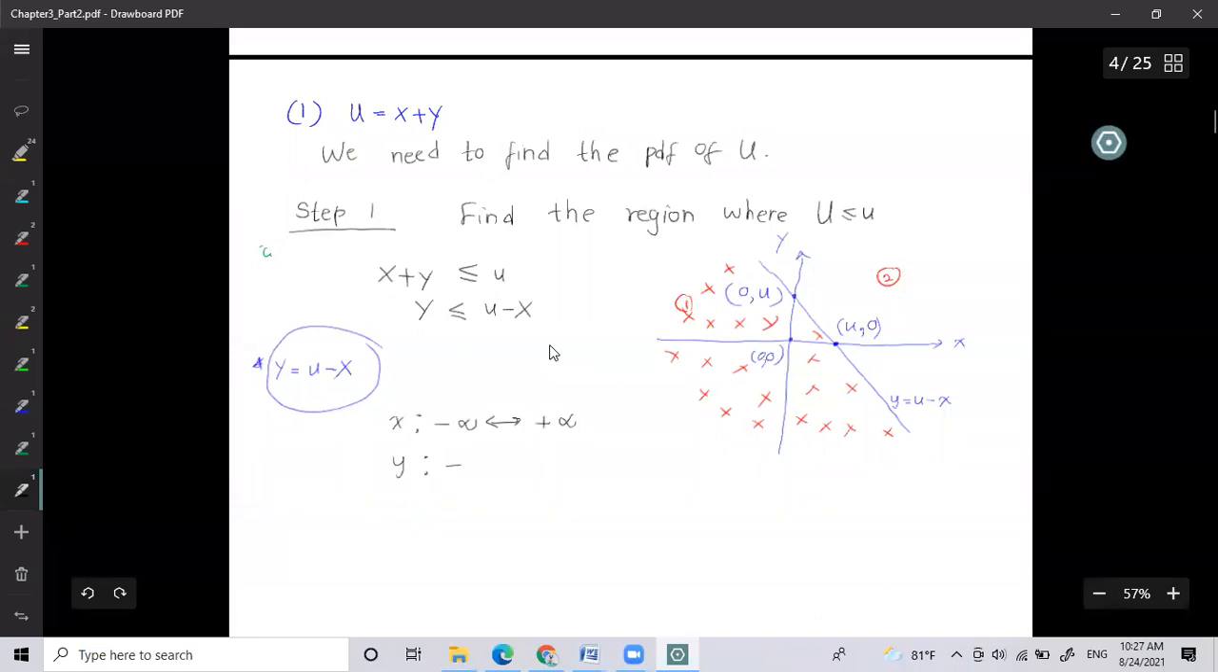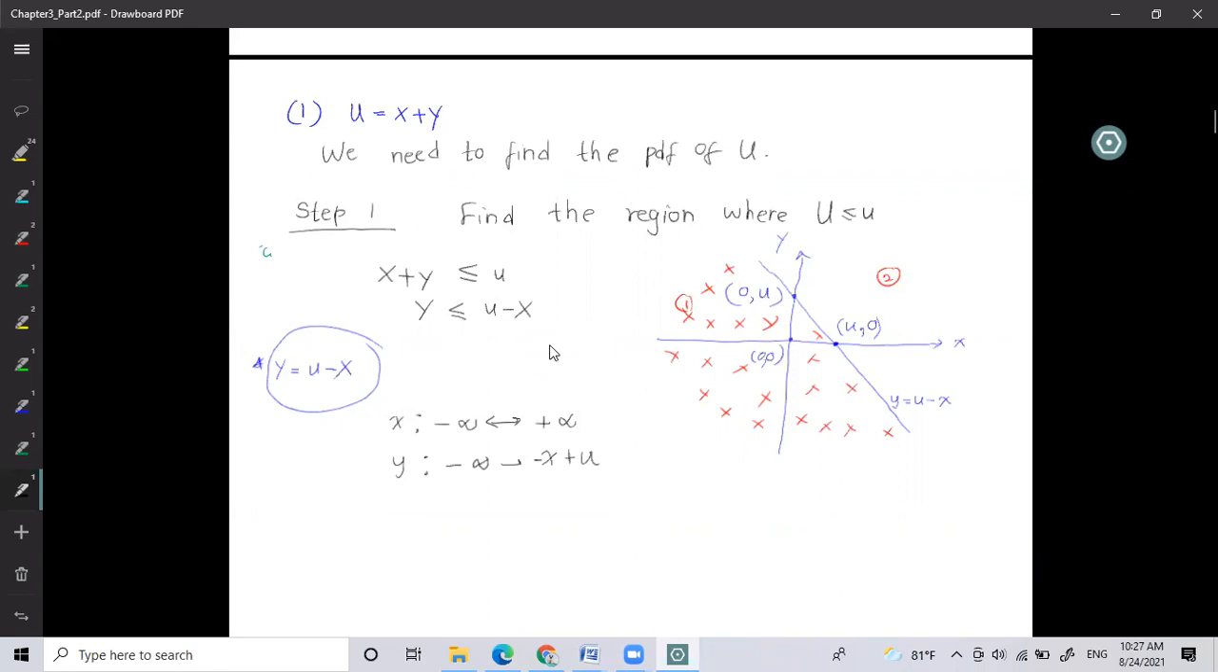You'll see that it can go down to negative infinity, but it will stop at some point. What is that point? It should always stop at the upper limit, which will be negative x plus u. Why is that? Because y should always be less than u minus x. y can be any value to the left. The lower limit can be negative infinity, but it should always be less than or equal to u minus x, or in other words, negative x plus u. Is that clear?